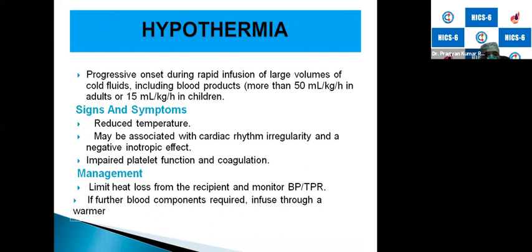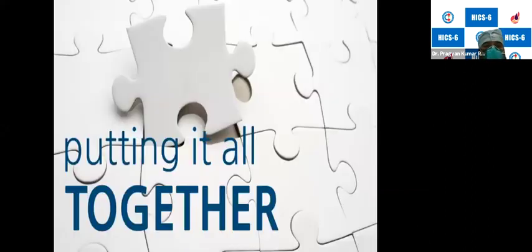Usually happens in children. So signs and symptoms are very simple. Reduced temperature may be associated with cardiac rhythm changes. Arrhythmia is the most common thing we see. Impaired platelet function. Management is to limit the heat loss from the recipient. Monitor BP, temperature, pulse. If further blood components are required, infuse through a warmer. We give a blood warmer a lot of the time. Not available in all ICUs, but if you have a warmer, then definitely it helps prevent this complication.